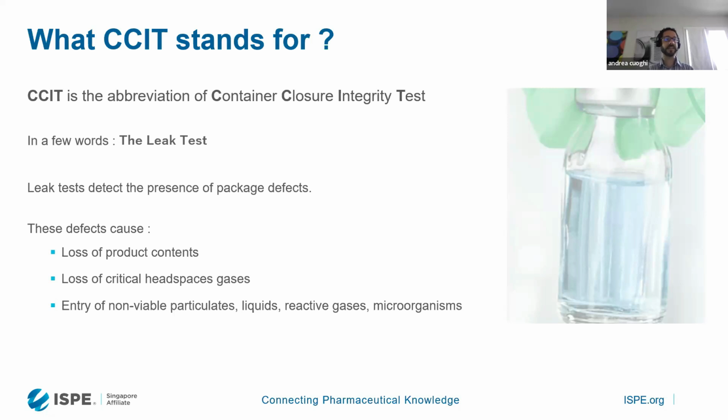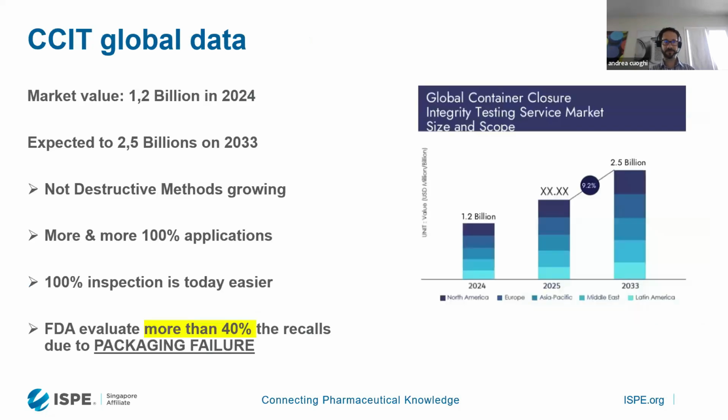Critical headspace gases could be contaminated or go outside of the product, and that's very bad because they are there exactly to protect the product. Another big problem is contamination by microorganisms from outside. This, of course, has a very bad impact on the drug because it's no longer effective or can even have a bad effect on the final customer. So this, of course, has to be kept under control.